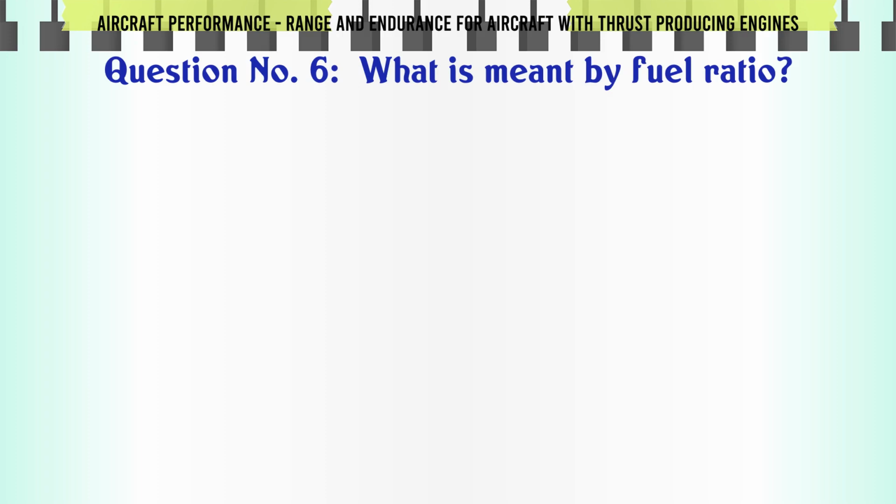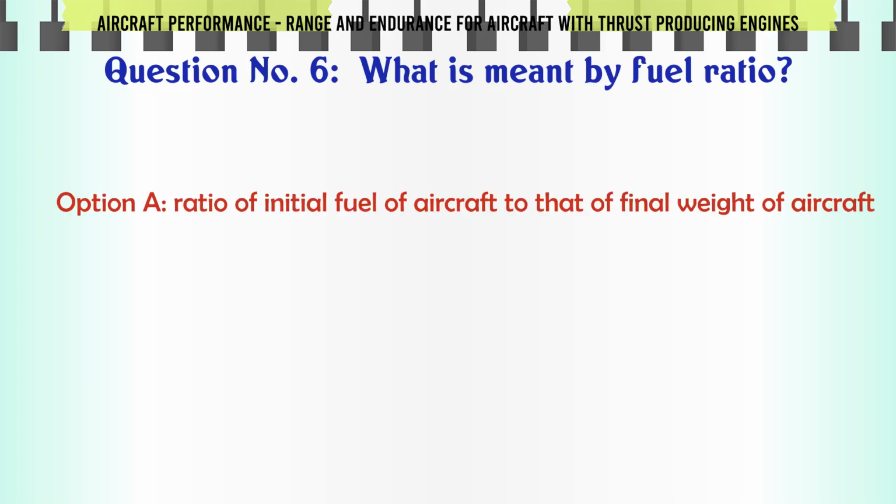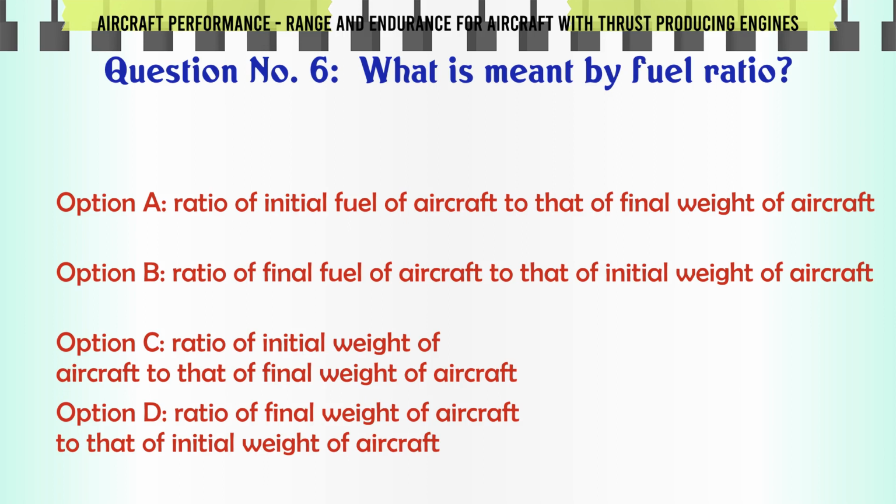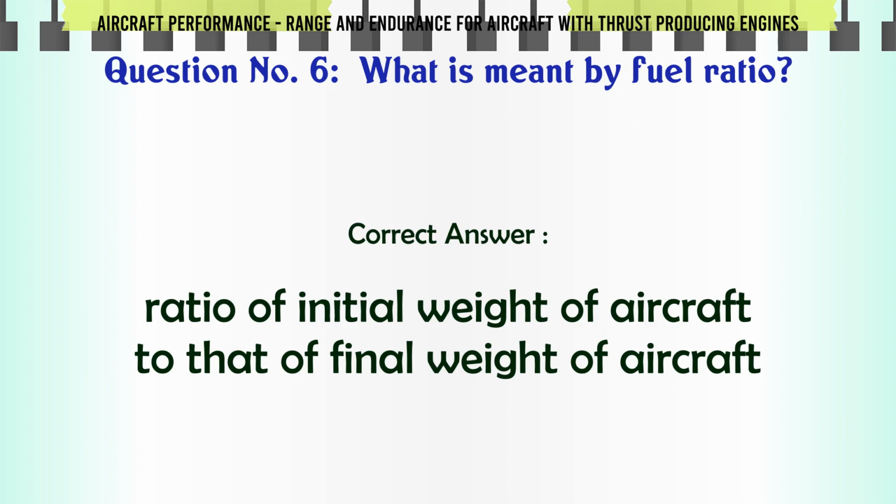What is meant by fuel ratio? A. Ratio of initial fuel of aircraft to that of final weight of aircraft. B. Ratio of final fuel of aircraft to that of initial weight of aircraft. C. Ratio of initial weight of aircraft to that of final weight of aircraft. D. Ratio of final weight of aircraft to that of initial weight of aircraft. The correct answer is ratio of initial weight of aircraft to that of final weight of aircraft.